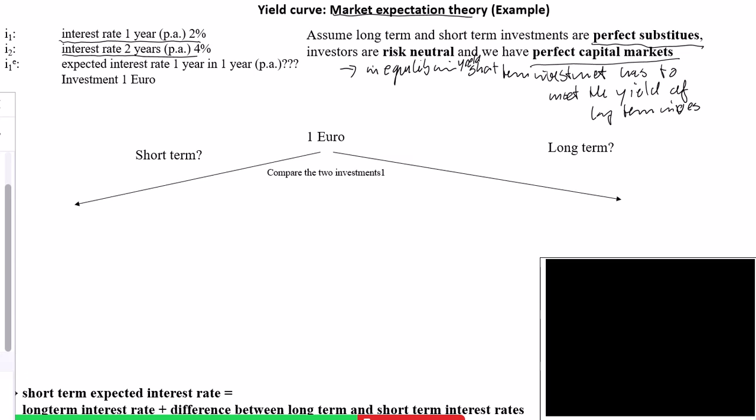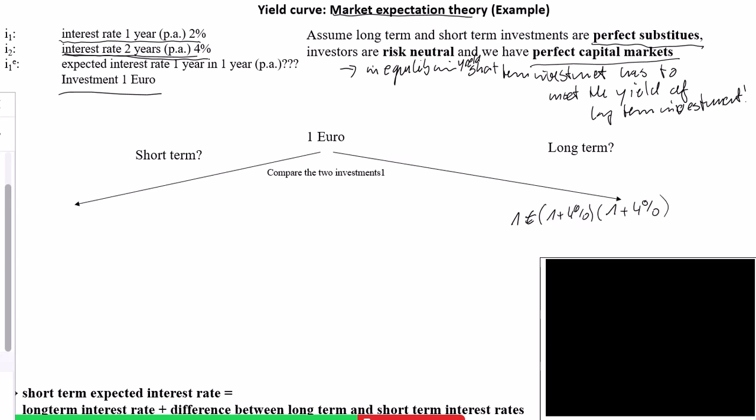But in order to compare the two investments, we cannot directly compare 2 and 4 because they differ in the maturity. So in order to compare the two investments, we have to compare two investments which both last 2 years. And let's say we start with an investment of €1. Long term, what happens? I take the €1, invest it 2 years at 4%. This means 1 plus 4% times 1 plus 4% after 2 years.